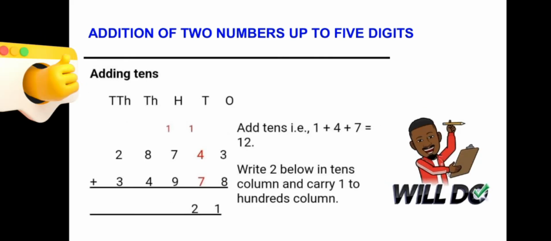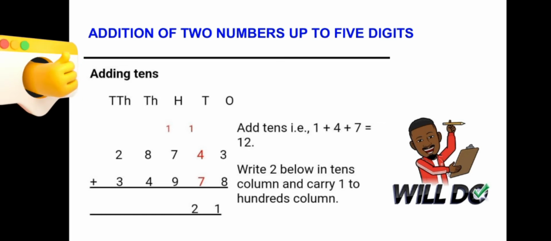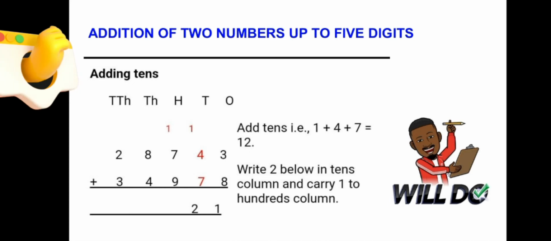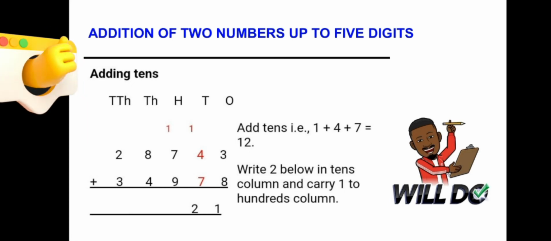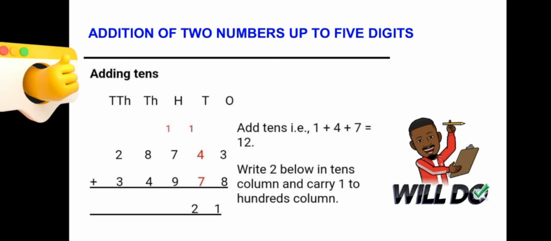The next step is adding tens. So we have 4 plus 7, that's 11. Then 11 plus 1 that we carried from our ones place value is 12. So we write 2, then we keep 1 again.